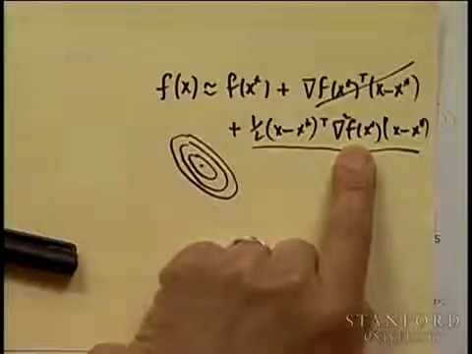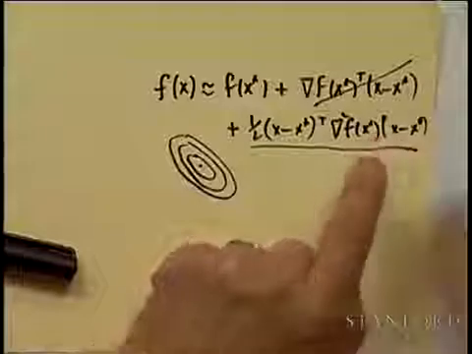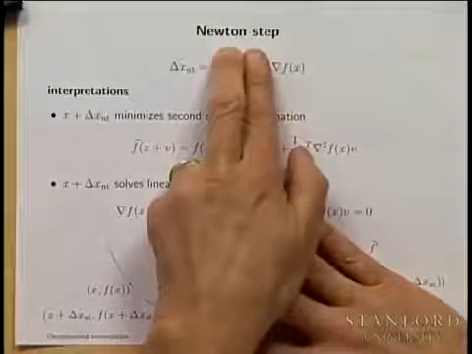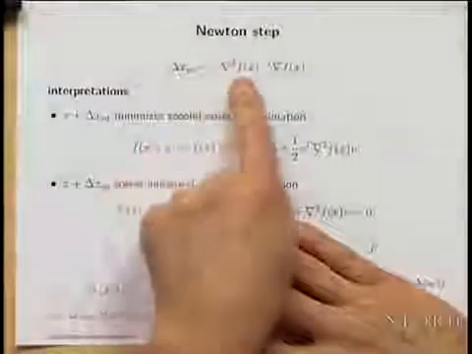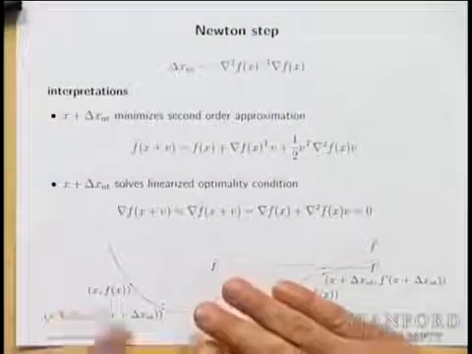Okay? So then you can imagine, I'll do steepest descent, but I'll do it in the norm induced by the Hessian. Okay? And that brings us to something very famous, that's called Newton's method. And that's our next topic. Okay, so let's look at the Newton step. So the Newton step is this. There are many ways to interpret it. It's minus the Hessian inverse times the gradient. That's all.